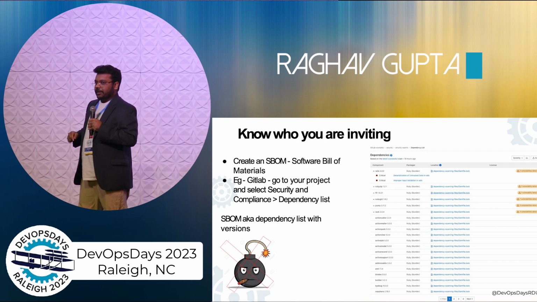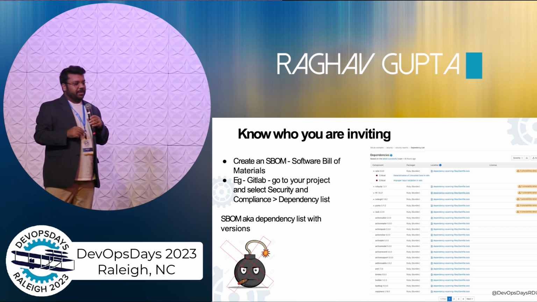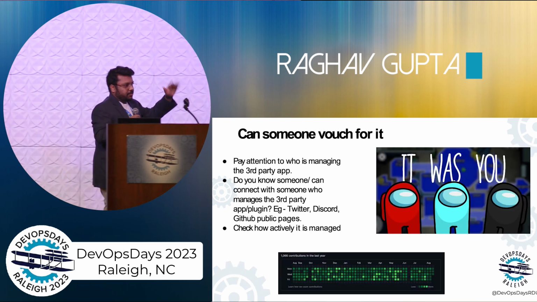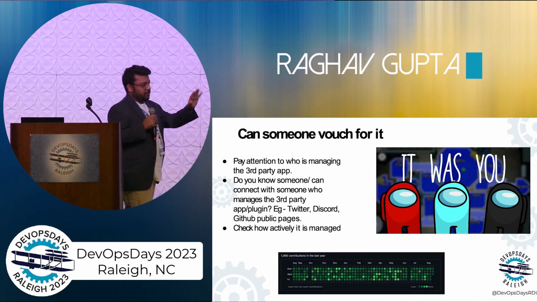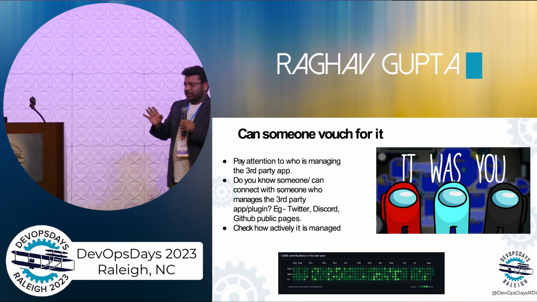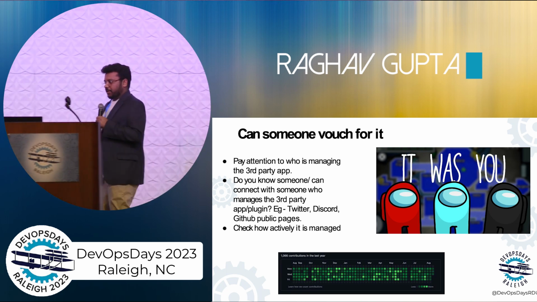So know who you're inviting. Create an SBOM, a software bill of materials. You can do that in GitLab. That's what I use. Or you can just put it in a Confluence sheet using whatever third-party applications that you're using. Just keep track of who you're inviting. Can someone vouch for that?